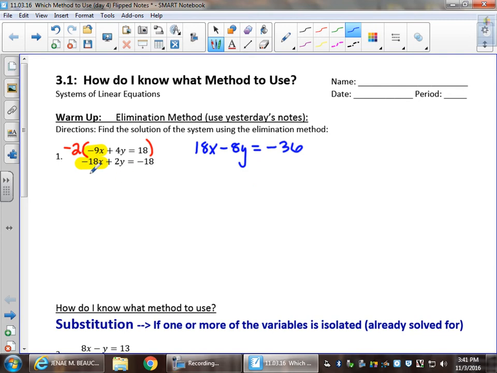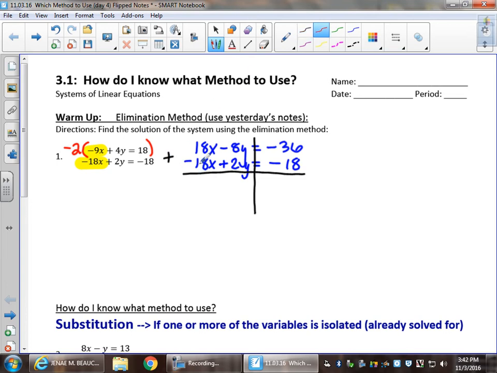We are not doing anything to the second equation. That's staying. So that will stay -18x plus 2y equals -18. Nothing has happened to that one. Line down our equal signs, line straight across. Now let's see when we linearly combine. Now we're going to be adding.